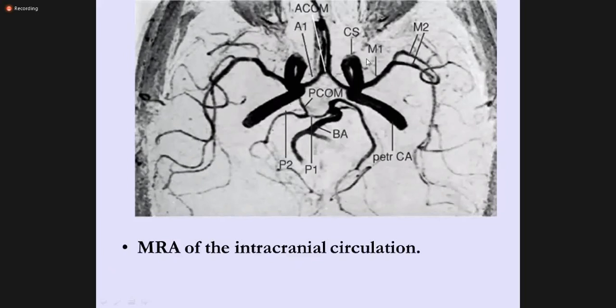This is the level which I wanted to tell you, MRI of the intracranial circulation. This is the right internal carotid, left internal carotid dividing into right MCA, left MCA, and right anterior cerebral and left anterior cerebral. This is the anterior circulation. This is the posterior circulation formed by the right vertebral, left vertebral forming the basilar artery dividing into right posterior cerebral and left posterior cerebral arteries.